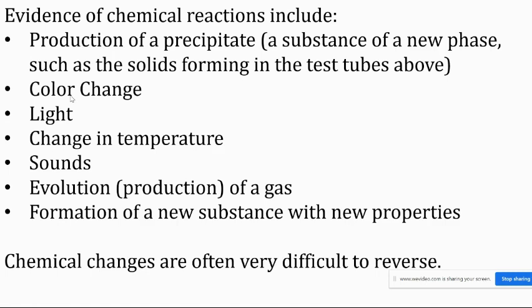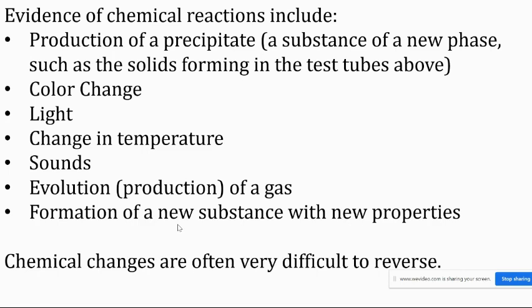But think about an egg, right? You're frying an egg white. It starts out as translucent, like you can see through that. And then you fry the egg white and it becomes pure white, so that's definitely a color change. Light being produced, like when you light a match. Change in temperature, like when you light a match. Sound, like when something explodes. Evolution of gas. We talked about the CO2 when we react baking soda and vinegar together, it's going to produce CO2, so a gas being produced.